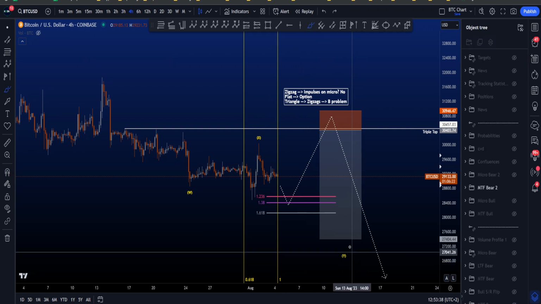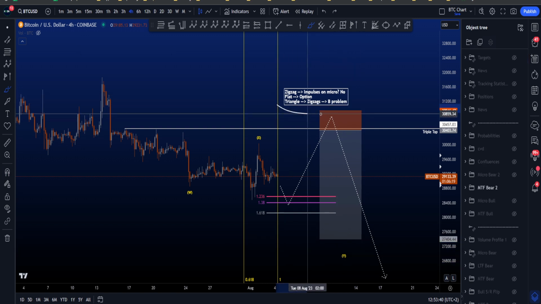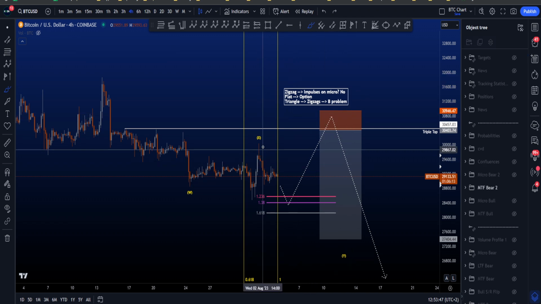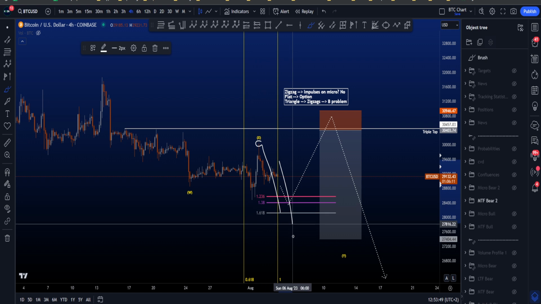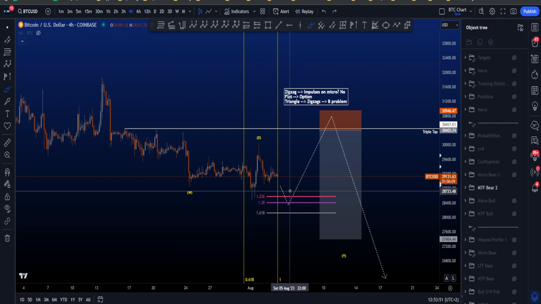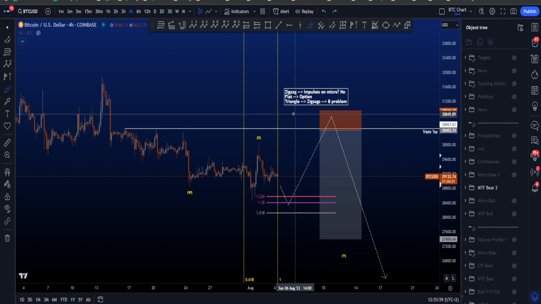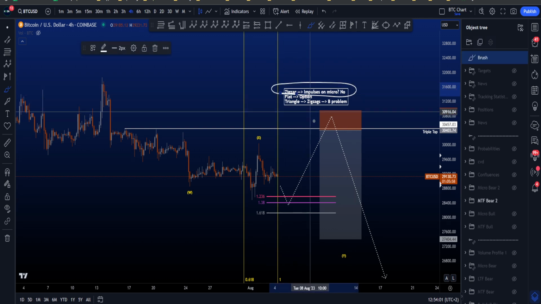Now in this scenario, a wave Y can have three structures. It can be a zigzag, it can be a flat, or it can be a triangle. And if we look at a zigzag, you want to see impulsive structures from the high to the downside. But as you've just seen with the bullish micro scenario, this structure to the downside over here looks like a three-wave structure, not a five-wave structure. So the zigzag is becoming a bit of a problem.